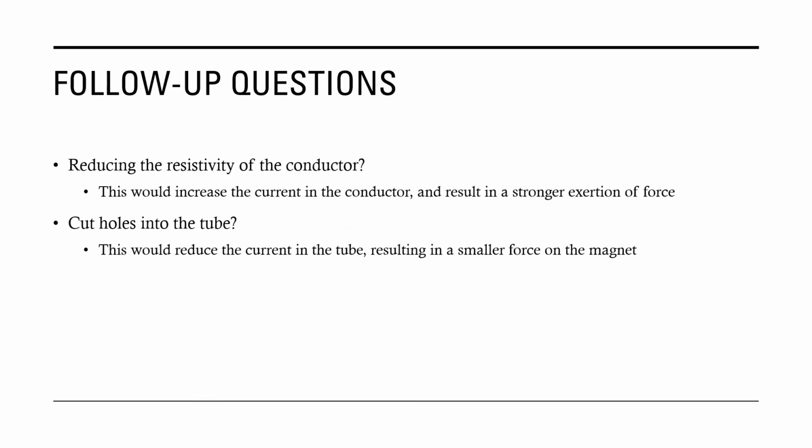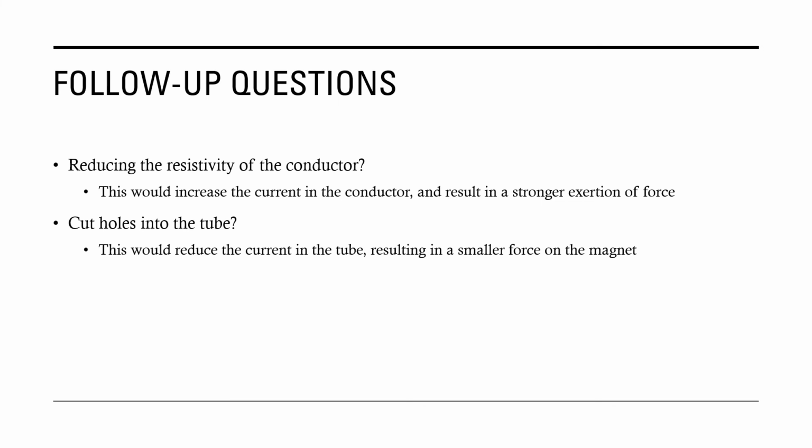And so just some final follow-up questions. What happens if we reduce the resistivity of the conductor? Well, by reducing the resistivity of the conductor, we can reapply Ohm's law, which states that the voltage is equal to the current times the resistivity. So if we have a smaller resistivity, then our current actually increases. This then goes into the calculation of the force, because force is current times the length of the tube, crossed with the magnetic field. So if we increase the current, we end up getting an increased force on the magnet by the tube.